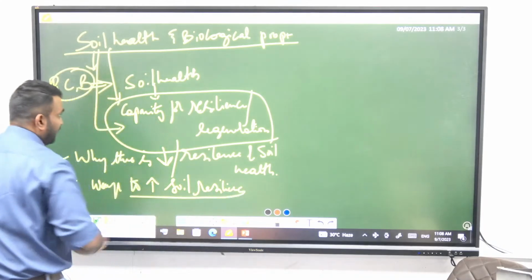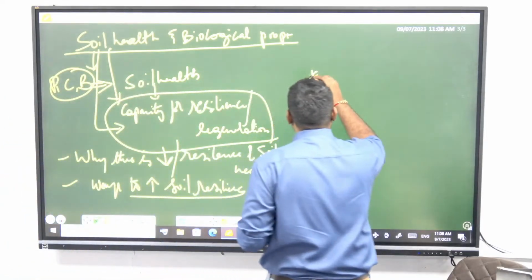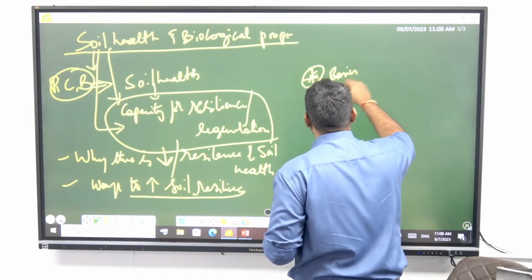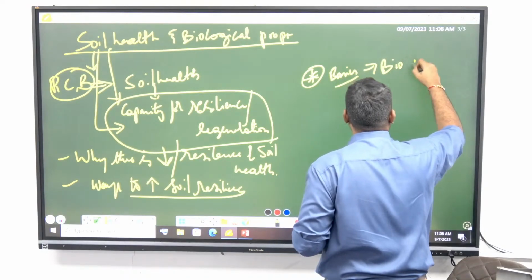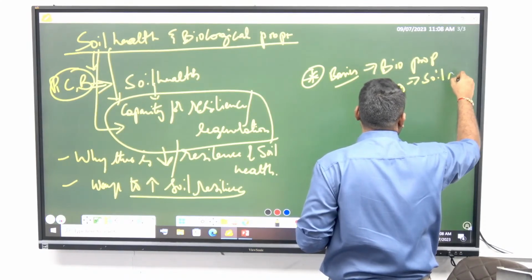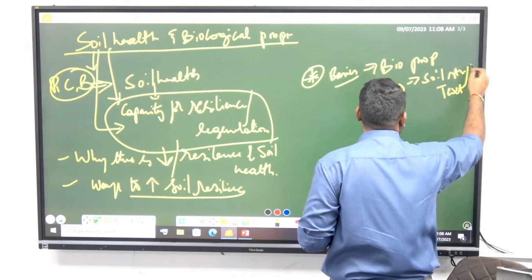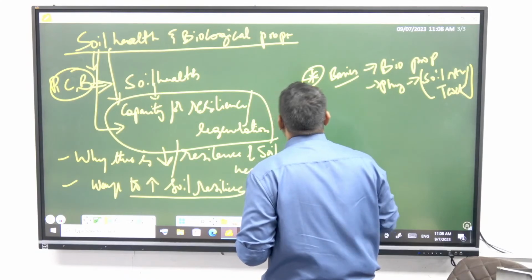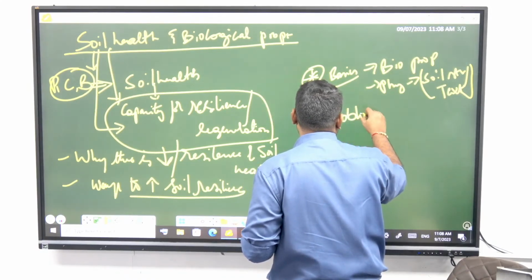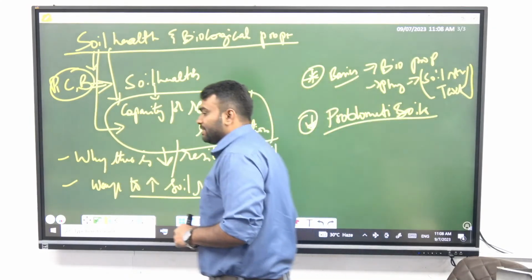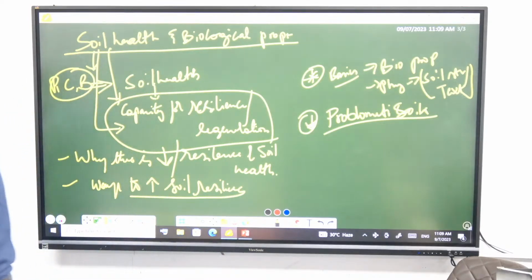Under soil science, there are two particular aspects which are very important. One is the basics, that is biological properties and physical properties, for example soil structure, texture, and the factors impacting them. The second important one is problematic soils. Problematic soils, like acidity, alkalinity, sodic, saline, have been asked consistently for the last 3-4 years.